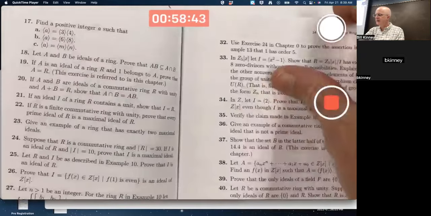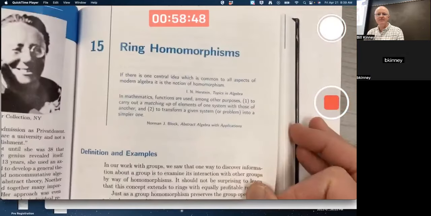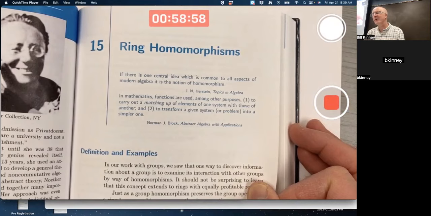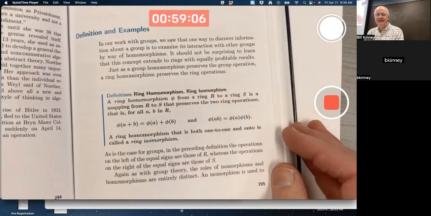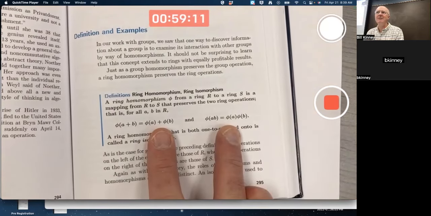And very briefly, chapter 15 is about ring homomorphisms. You knew it was coming, right? If there are factor groups and they're related to group homomorphisms, factor rings must be related to ring homomorphisms. What's the definition of ring homomorphism? It's an operation preserving mapping. You've got to preserve both addition and multiplication. It's doubly operation preserving. Is there such a thing as a ring isomorphism? Yes, if it's also one-to-one and onto.